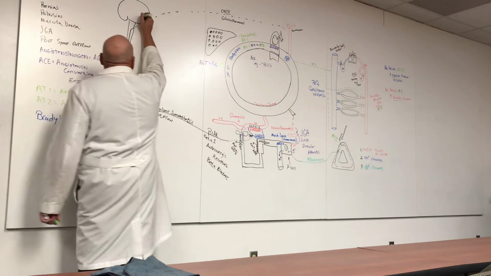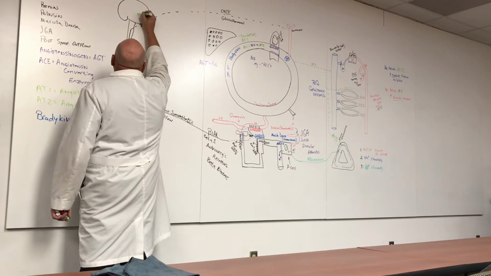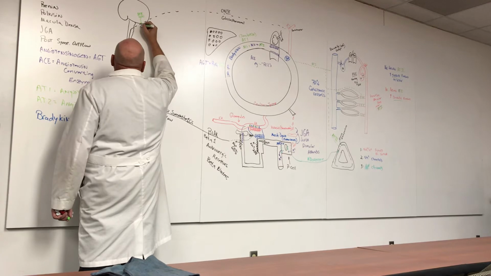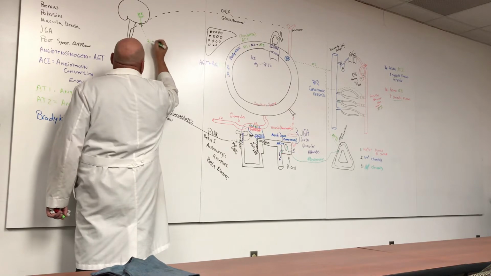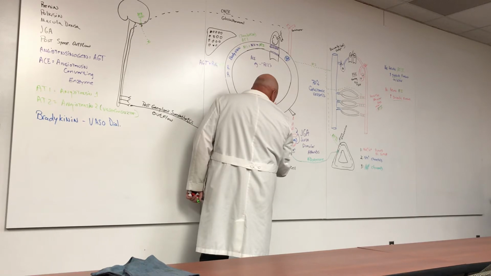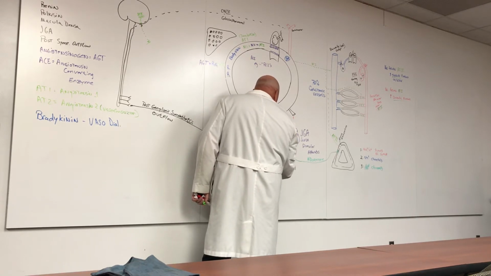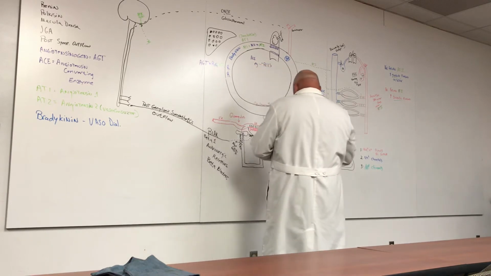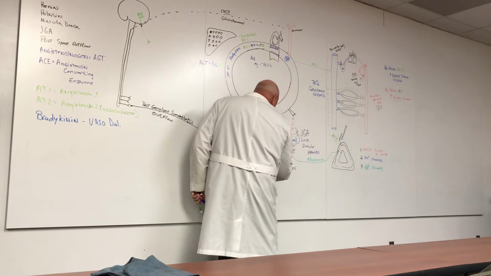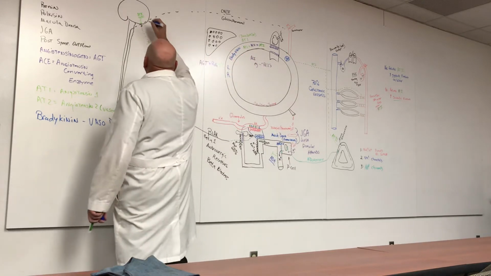Okay, so we can show that here. So angiotensin II affects the supraoptic nuclei, which then sends ADH to the posterior pituitary, which then sends that down to here. Now this is anti-diuretic hormone, right?